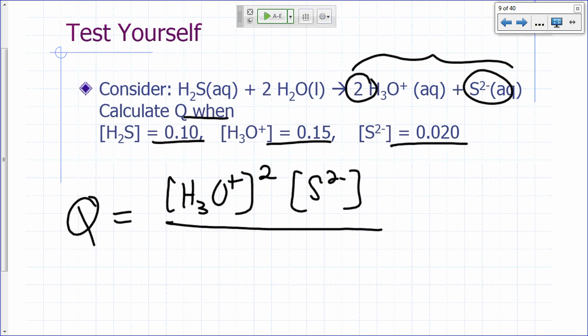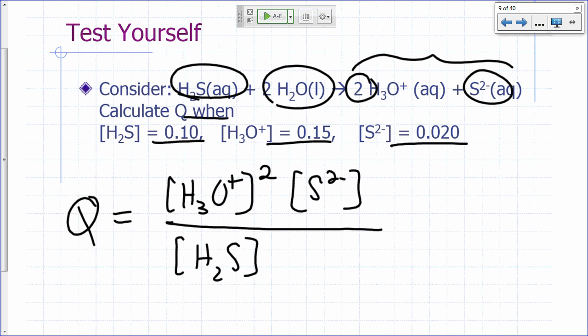Over H2S. It's an aqueous solution, so the concentration of H2S raised to what power? 1. And do I do the concentration of water? No, it's just, what's the activity of liquid water? It's actually the solvent here, mole fraction, but for practical purposes, that's just going to be a 1. And raised to what power? 1 squared is still 1, right? So you can just ignore that one.